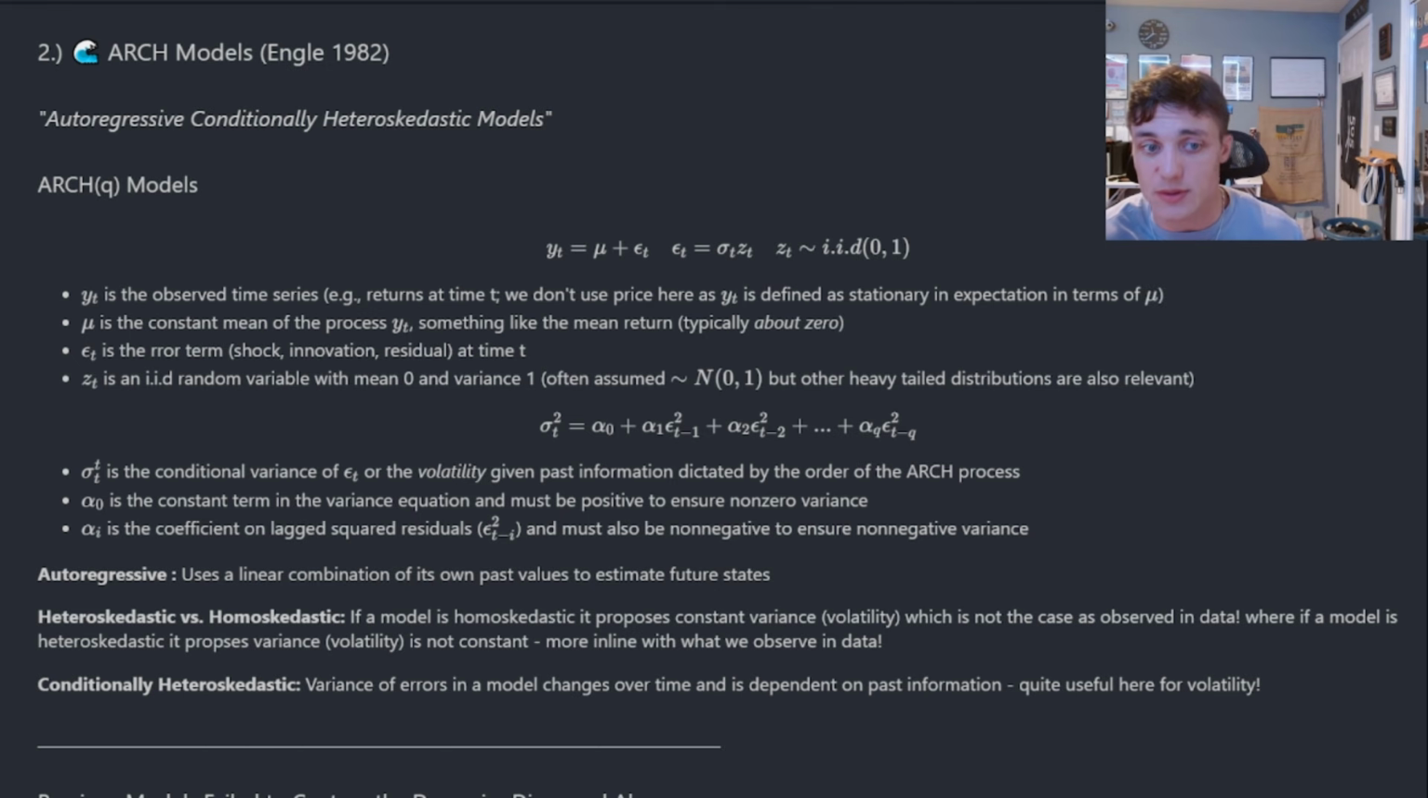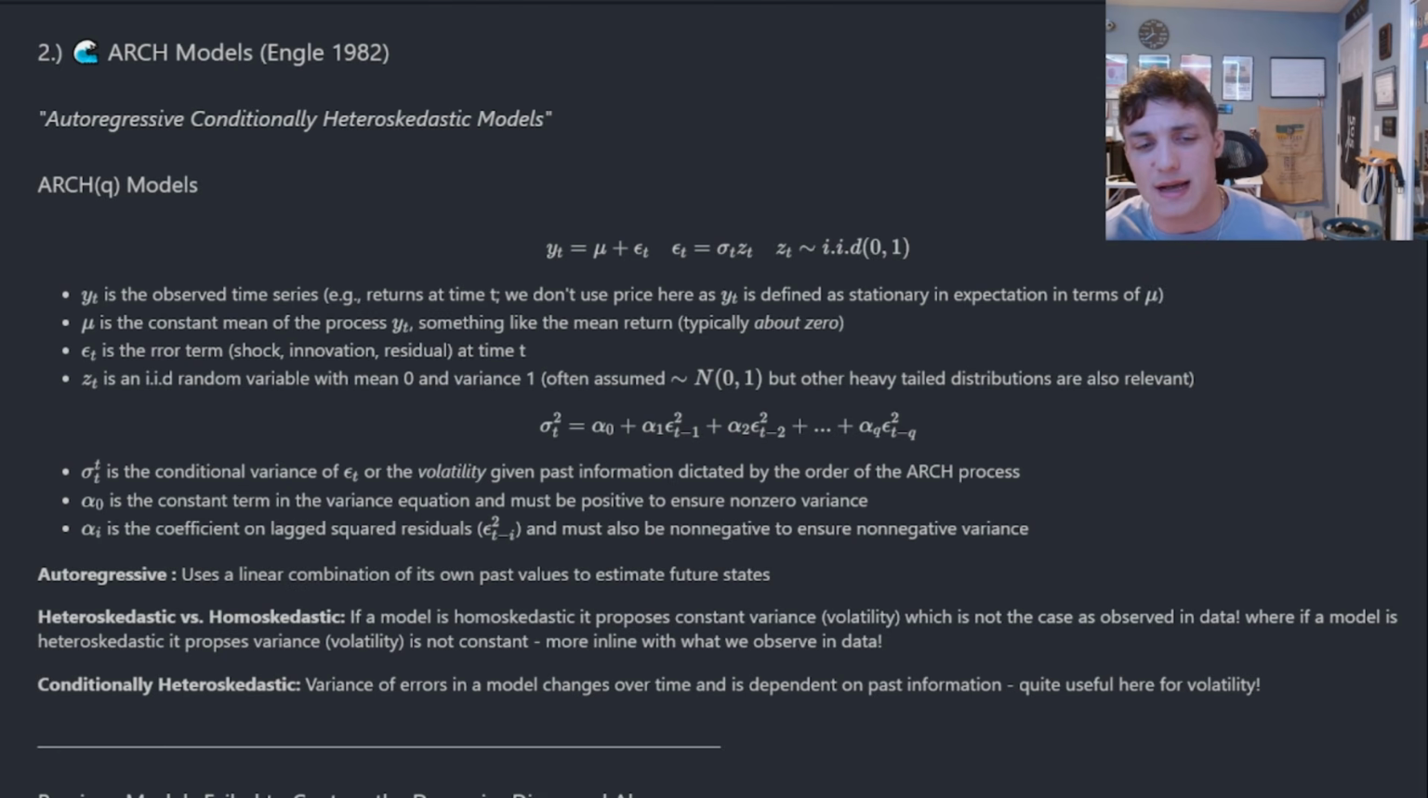Okay, well, what is autoregressive? What is conditionally heteroskedastic? Autoregressive just means we're using past values, the model's own past values, to estimate future states. Anytime you see "auto" in a time series capacity, you're typically dealing with a process's own lagged values. Auto covariance, auto correlation, so on and so forth.